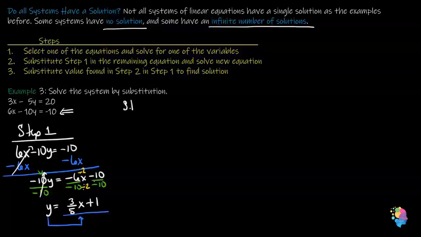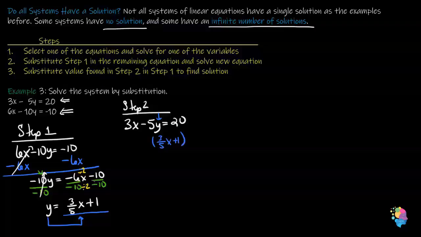In step 2, we bring the remaining equation, the one that we did not use in step 1. So this is 3x minus 5y is equal to 20. And I'm going to replace the y with that 3 over 5x plus 1. And we bring down the rest. Before it, I have that 3x with the minus 5 multiplying, and on the right side after the y, I have equals to 20. Don't forget, parentheses is king, so I'm going to multiply.